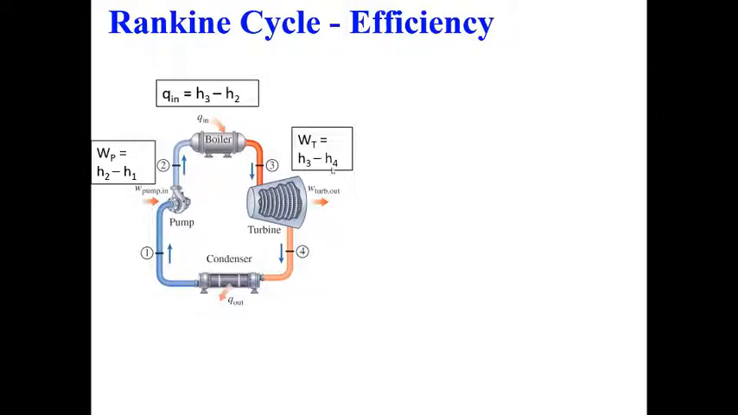Now this output is H3 minus H4. So initially the fluid was at state 3, so it has H3. Now it has performed some work and as a result the enthalpy will come down. So H3 minus H4 will give you the work done in this process.